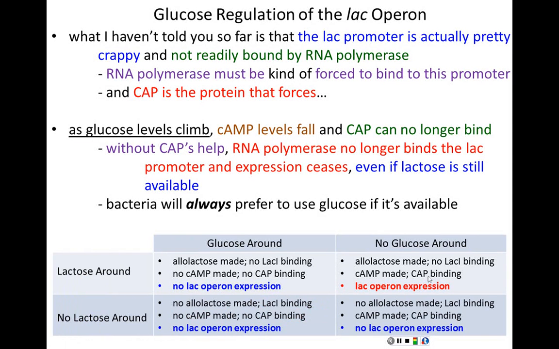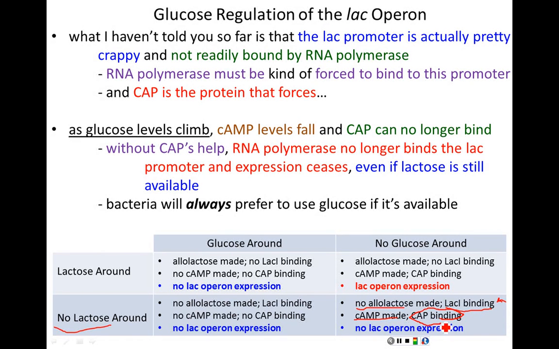How about in the absence of both sugars? In the absence of both sugars, we have no lactose around. No lactose around means we don't make allolactose. Without allolactose, lac-I is free to continue binding. So we get repression by lac-I. With low glucose levels, cyclic AMP levels will be high. With high cyclic AMP levels, CAP will be able to bind.